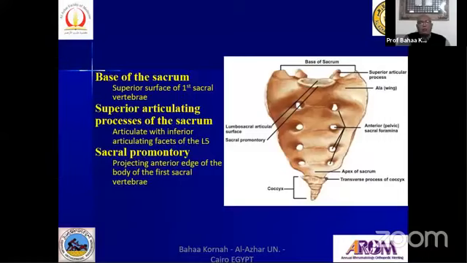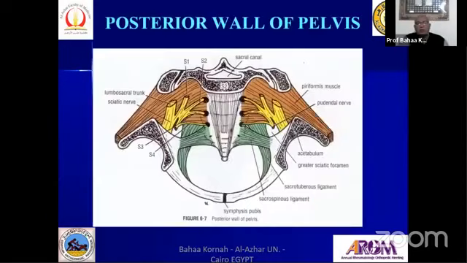The base of the sacrum is the superior surface, articulating with the first sacral vertebra. The superior articular process of the sacrum articulates with the inferior articular facet of L5. The sacral promontory is the projecting anterior edge of the body of the first sacral vertebra.